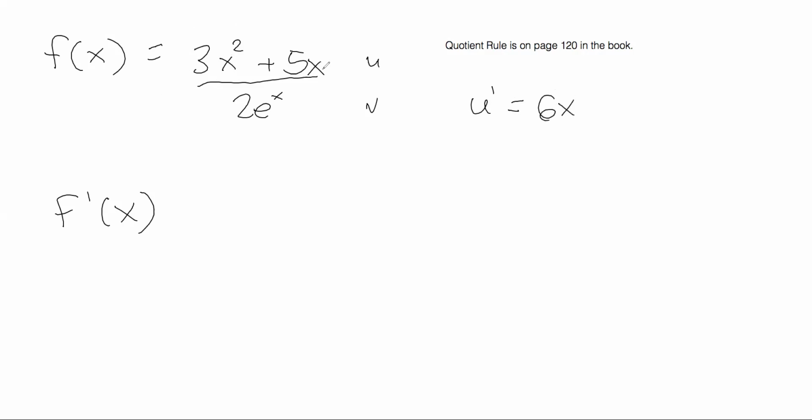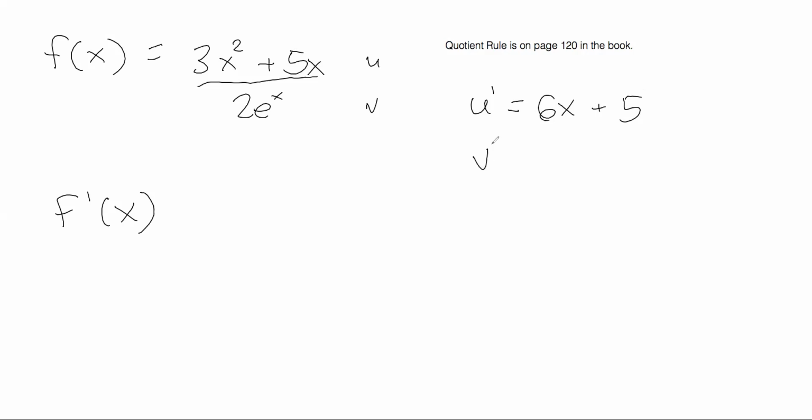And then the derivative of 5x is just going to be 5. Whenever you have a constant and a variable and you take the derivative, it's always just going to be the constant without the variable, as long as it's to the first power. It wouldn't work if it were to any other power but 1. So that's our u prime.